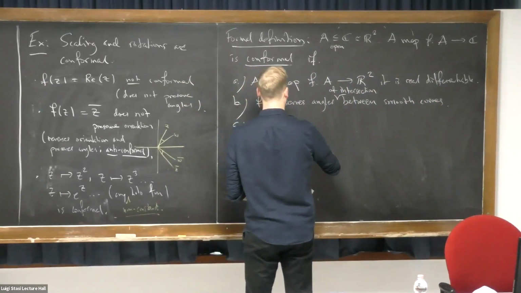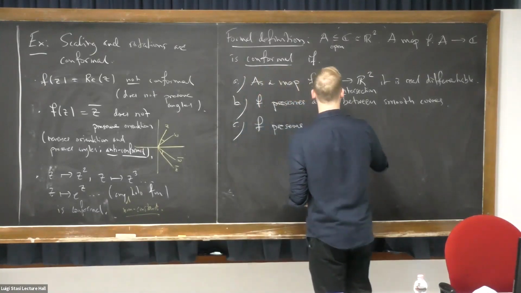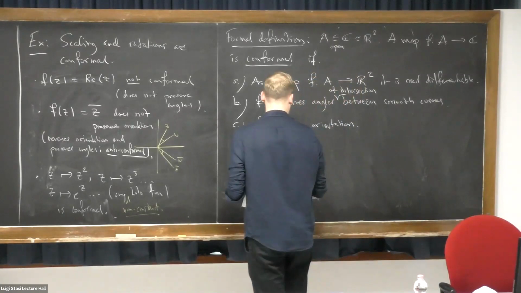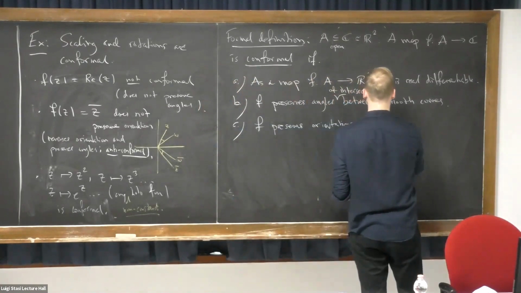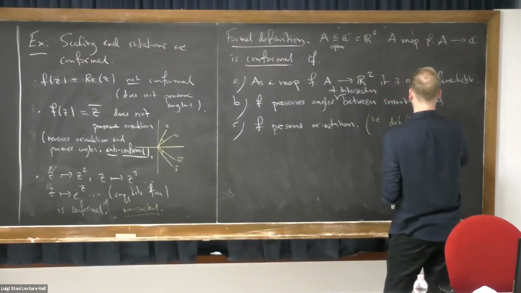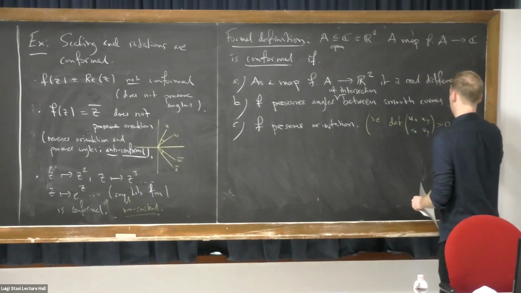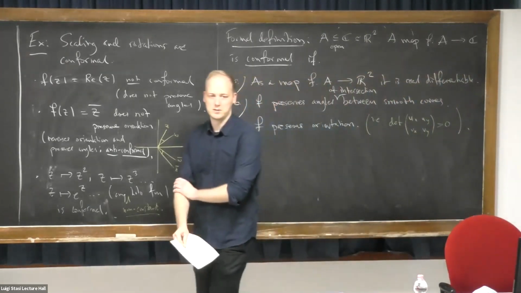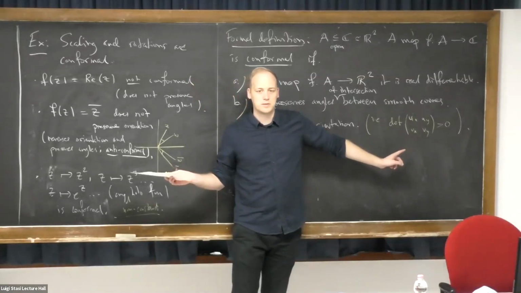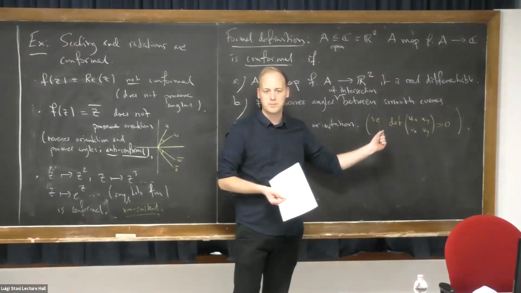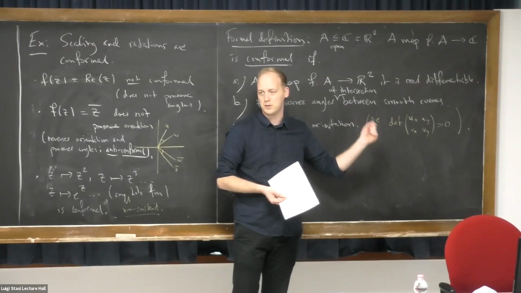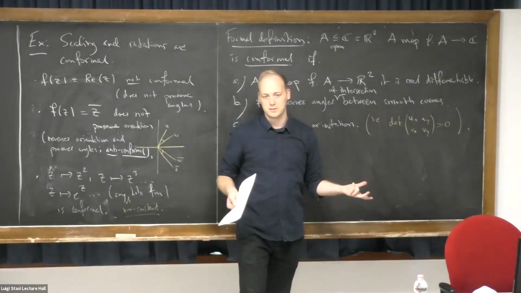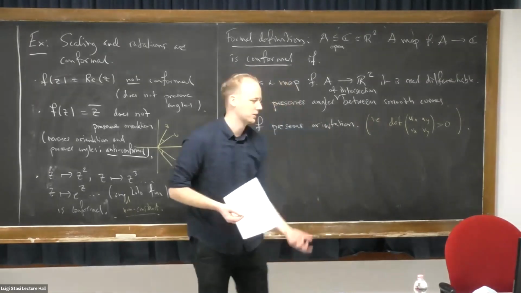The other condition is that F preserves orientation. What it means to preserve orientation is that the determinant of the Jacobian matrix is positive. Now, if you look at f of z equals z bar, what would the Jacobian be? It would be 1, 0, 0, minus 1. The determinant is 1 times minus 1, which is minus 1, not positive. So this one is not orientation preserving, but actually orientation reversing.